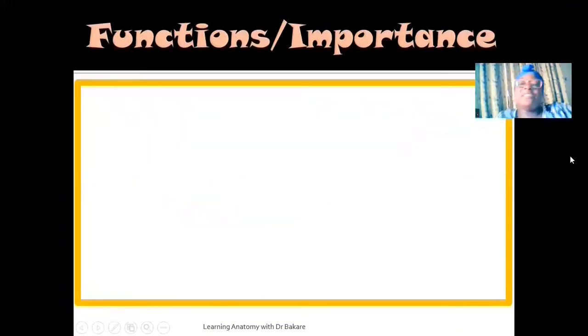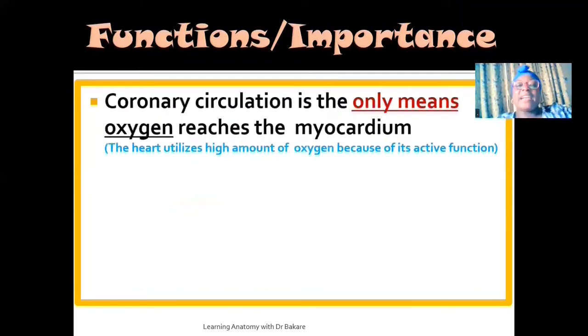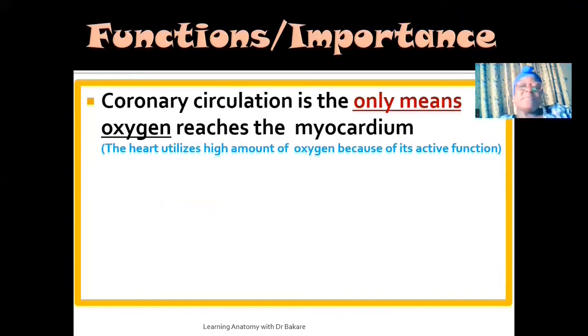So going further on the functions and also the importance of the coronary artery. We've established that it is the only means through which oxygen reaches the myocardium, which is the heart muscle, because this is the only means through which oxygenated blood will be supplied to the wall of the heart. And of course, we know that the heart utilizes a high amount of oxygen in being able to carry out its activities, because we know that the heart is continuously pumping blood to feed the different arteries in the body. It doesn't stop, it's a continuous process.